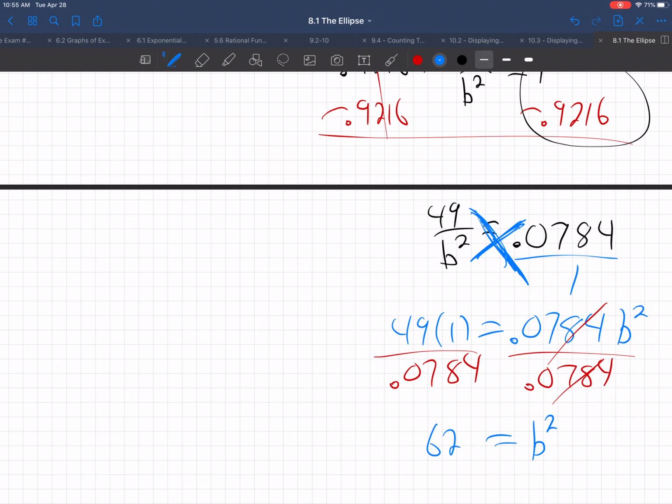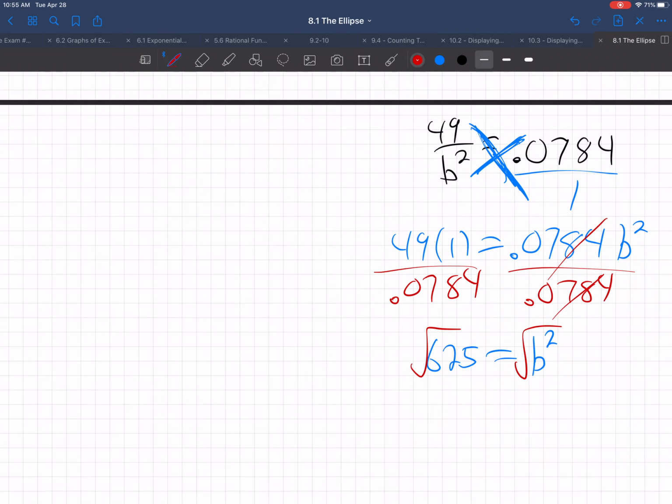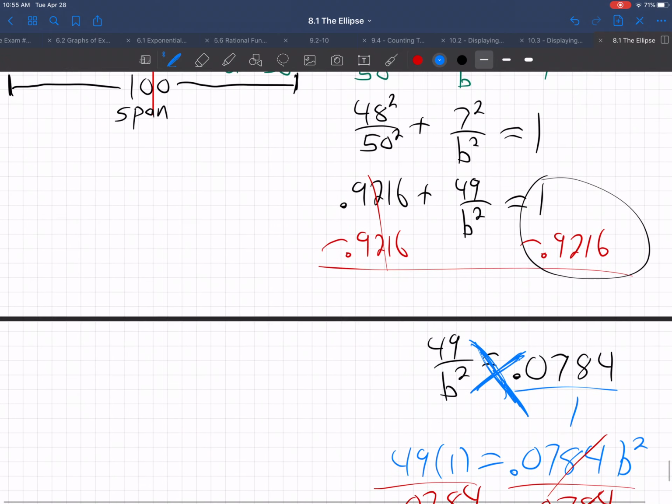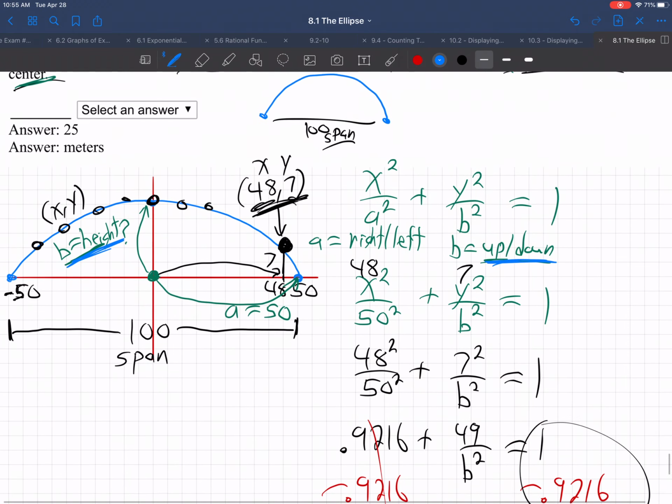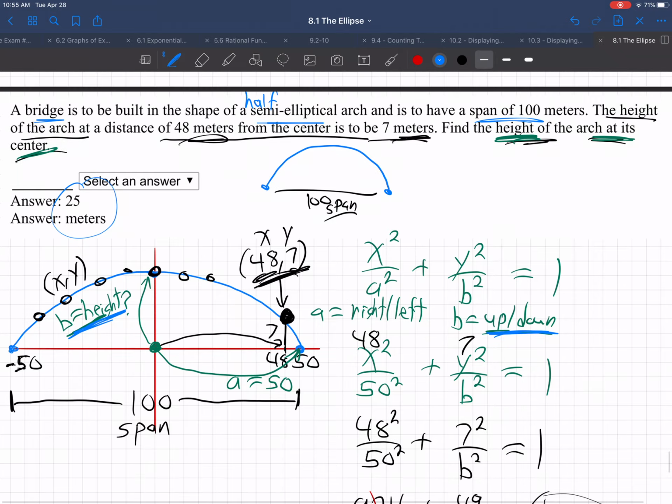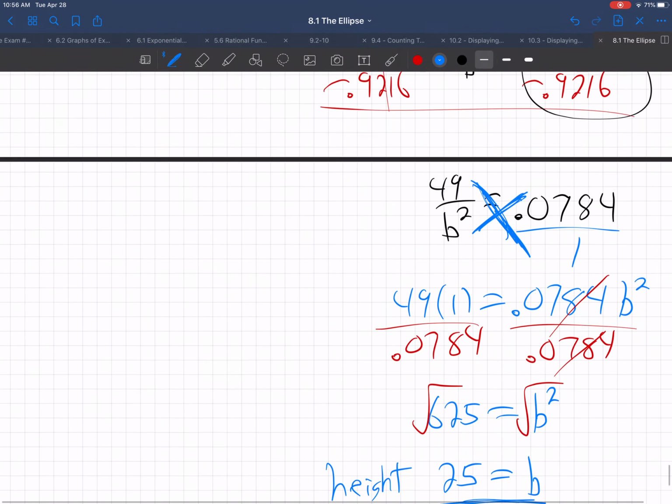equals 625. Last step, root it. So b equals 25. That must be the height of the elliptical bridge, the semi-ellipse shaped bridge at the center, because b in an ellipse equation is always how far up and down. B is the height from the center. And that's in meters. They want you to give meters because everything in this problem is in meters, and there's the answer. 25 meters. We solve for b.